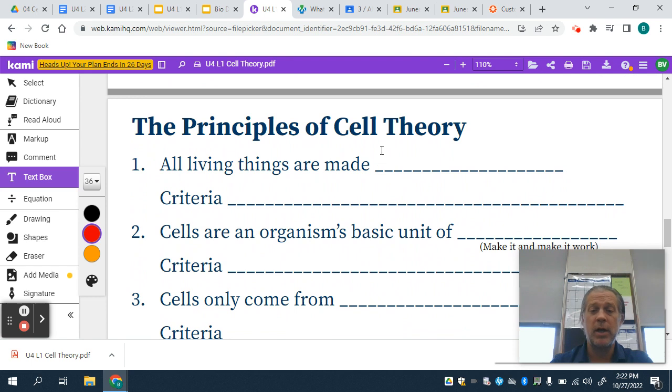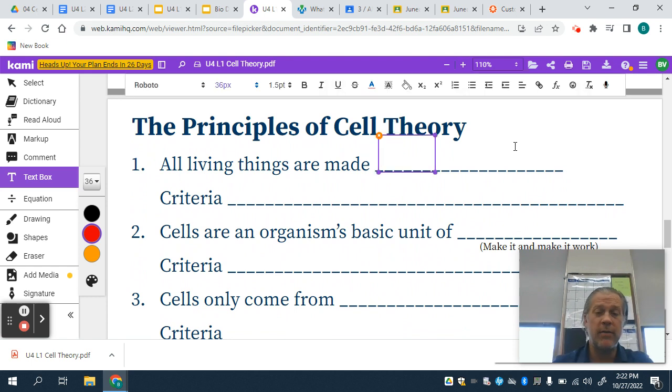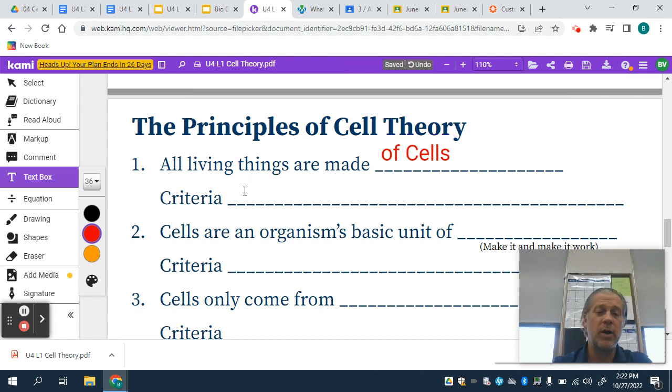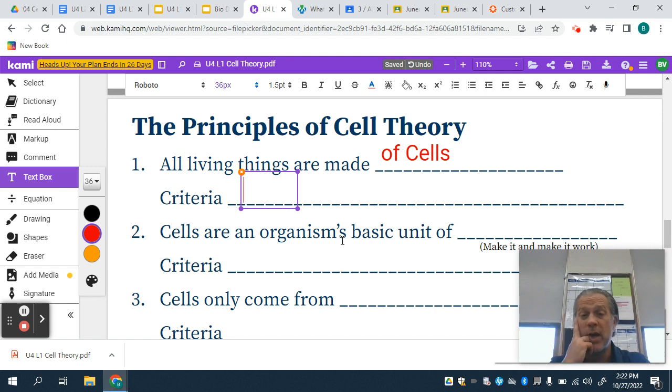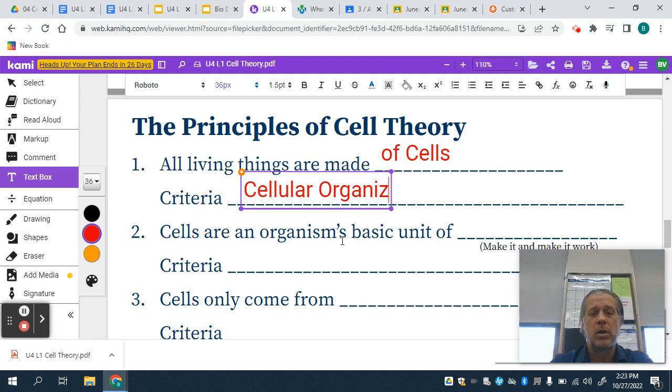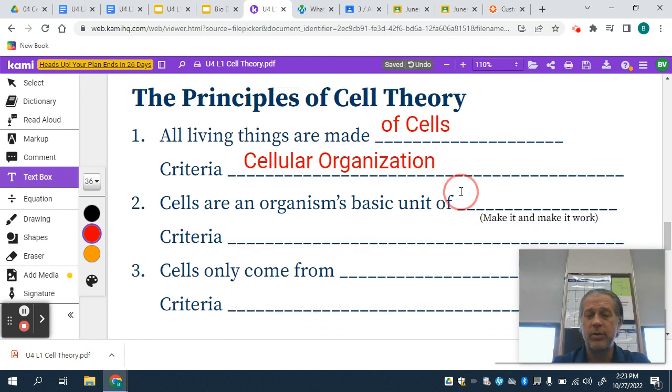Now, here are the three parts of the cell theory that you're going to be responsible for being able to explain or identify or know. First of all, all living things, not just plants, not just animals, are made of cells. When I say criteria, I'm still talking about the 7 criteria for life that we covered in the last unit. So remember, those 7 criteria were metabolism, homeostasis, reaction to stimuli, reproduction, heredity, cellular organization, and growth and development. In this case, all living things are made of cells. I would think that this criteria would most likely fall under cellular organization.